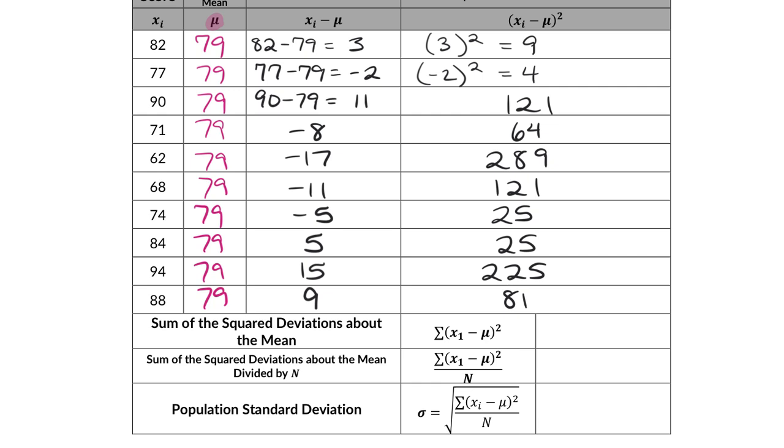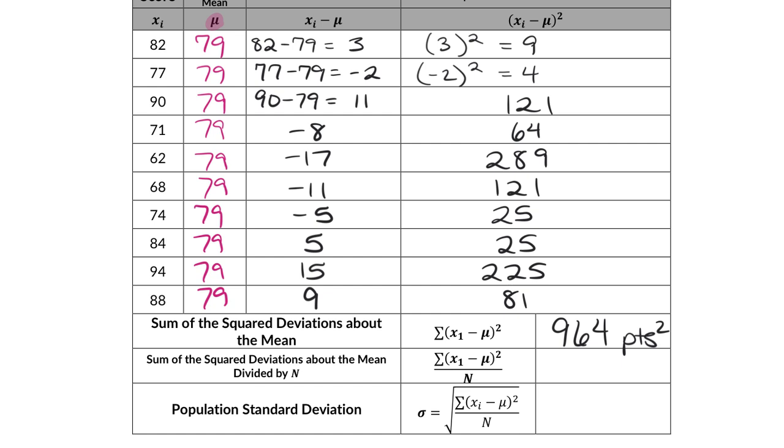To continue building my eventual formula, which is going to be here, I'm going to sum the squared deviations about the mean, which means I just need to add up all of these numbers. 9 plus 4 plus 121 plus 64, 289, 121, 25, 25, 225, and 81 adds up to 964 square points if we're following our units.